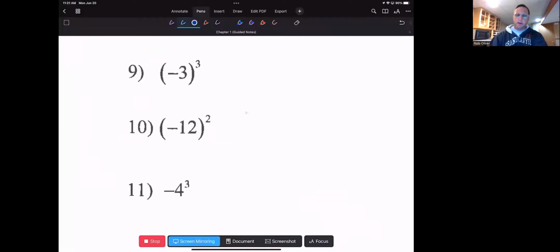Okay, so number 9 and number 10, they both have parentheses, so we're going to pay attention to whether it's even or odd as an exponent. So that's odd, and odd tells you it's going to be negative. So 3 times 3 times 3 is 9. No, it's not. 3 times 3 times 3 is 27. So it's going to be -27.